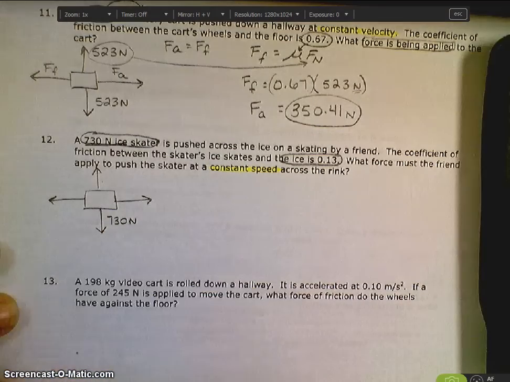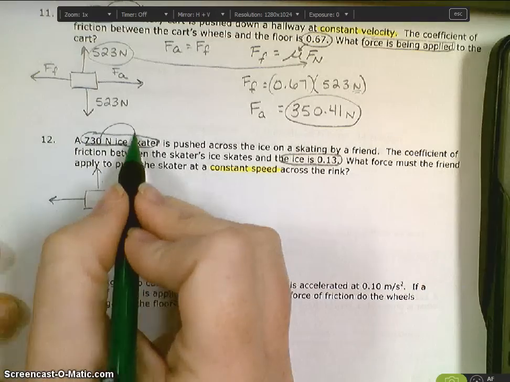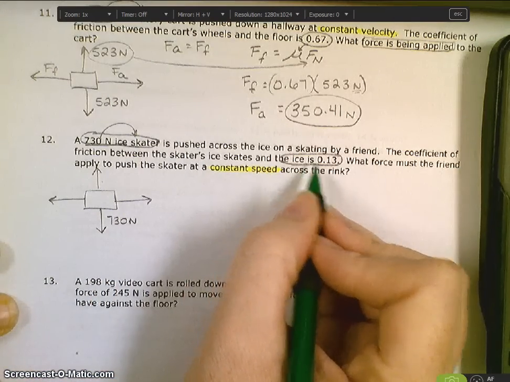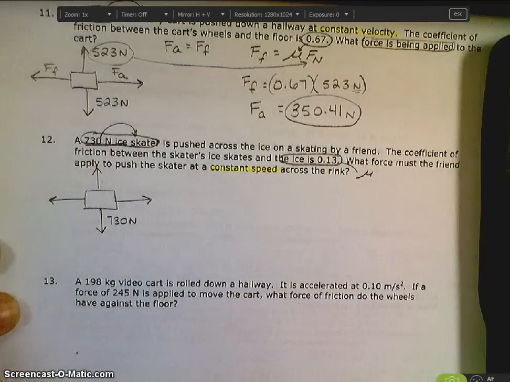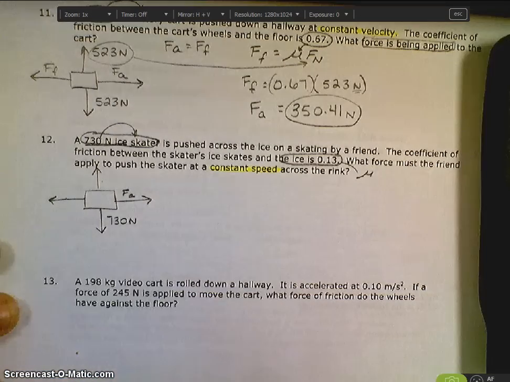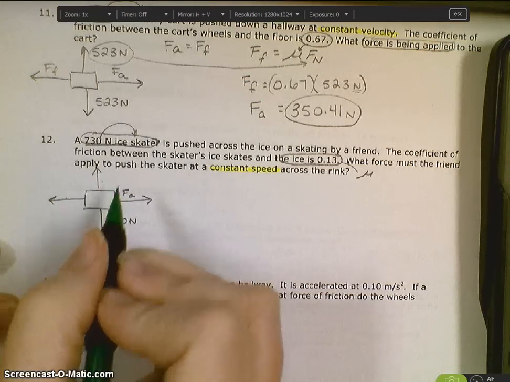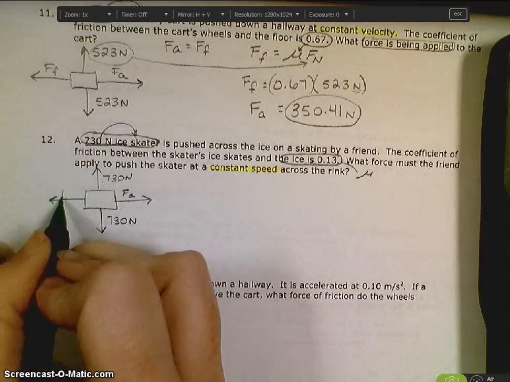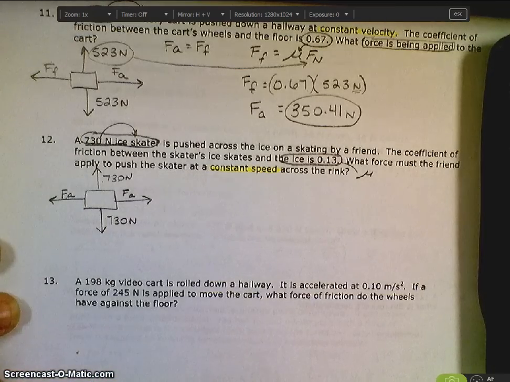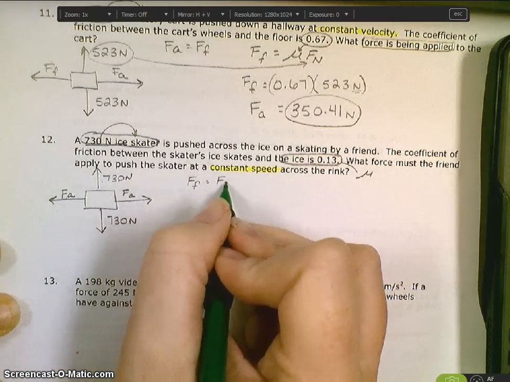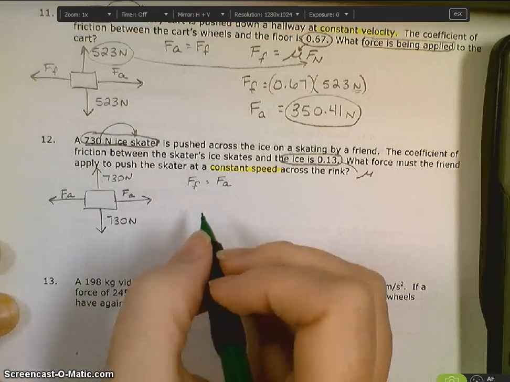It's a 730 Newton skater. That's the weight of the skater. We also know the coefficient of friction. Remember, that's mu. So they have not given me the force applied. This is just like the last problem. Okay, so all I know, up equals down, left equals right, but I also know that if I solve for the force of friction, I really get the force applied.